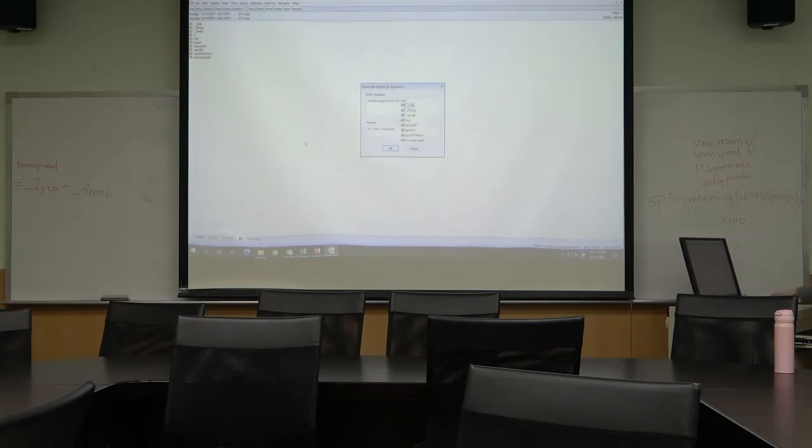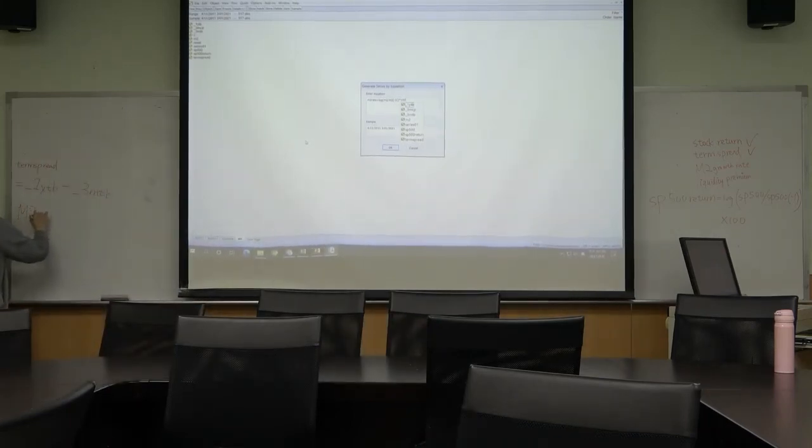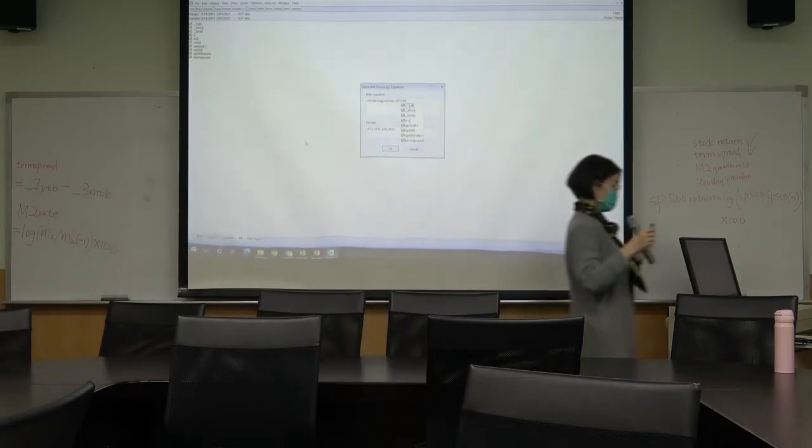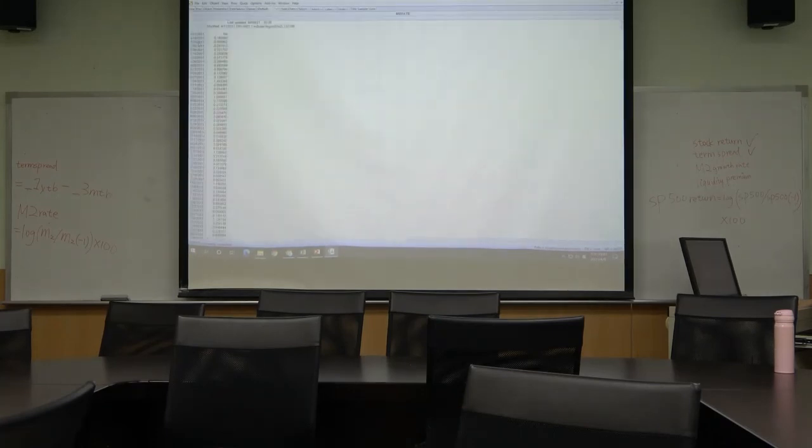Let me write it down. So the M2 rate equals log M2 over the previous observation of M2. She's writing it down. After that, multiply it by 100. Then click OK. Could you open the M2? Okay, so this is the M2 rate.